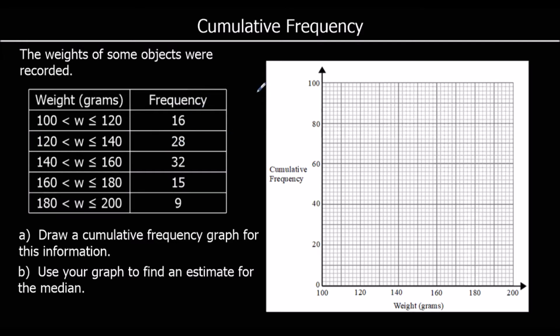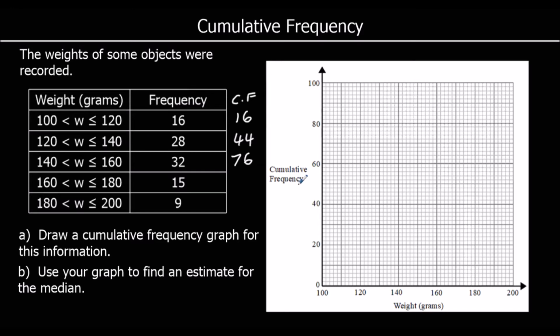So in a cumulative frequency column, I'm going to say there are 16 objects up to 120 grams. And then I'm going to add on 28. So 16 and 28 make 44. So there are 44 objects with a weight up to and including 140 grams. Then I'm going to add on the 32. So that makes 76. So 76 objects with a weight of 160 or less.